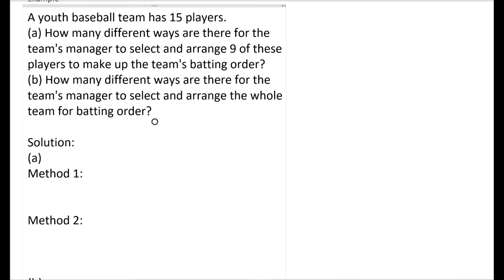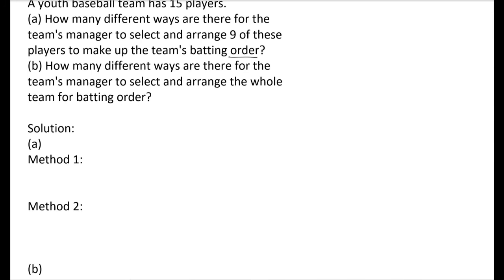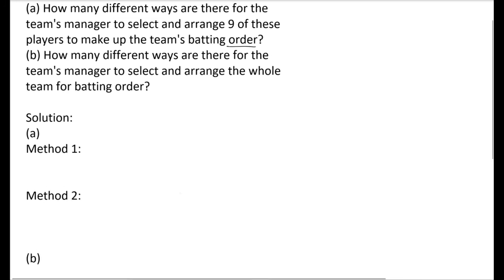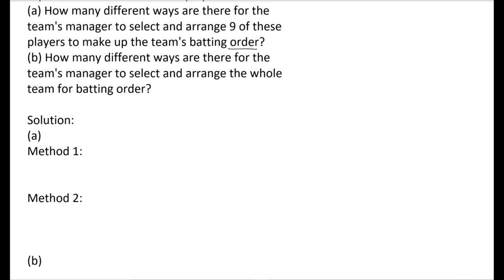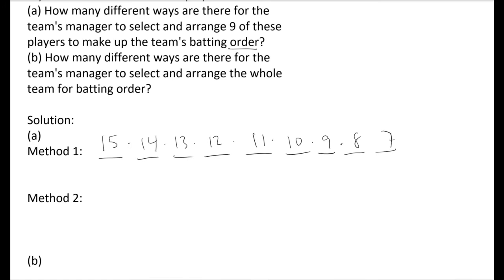So we're looking at 15 players and we're looking at 9 of them. And the order matters, so that means we're looking at a permutation. So let's do method 1. Method 1 is the fundamental counting principle, or the multiplication counting principle. In this case, you have 9 slots. So we have 15 choices for the first slot, then 14, then 13, then 12, 11, then 10, 9, 8, and then 7.